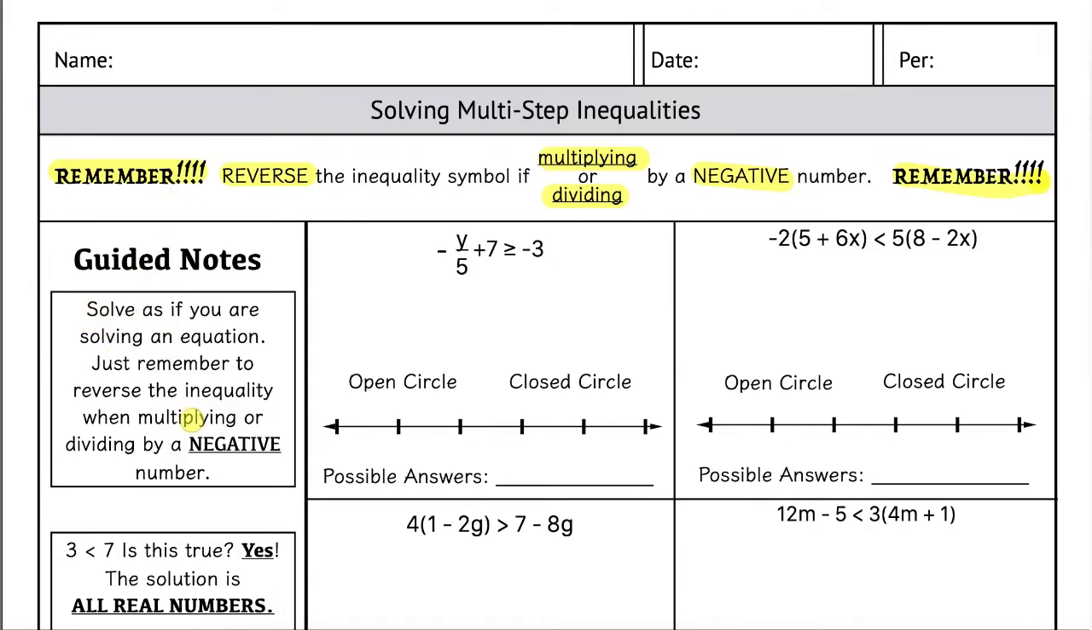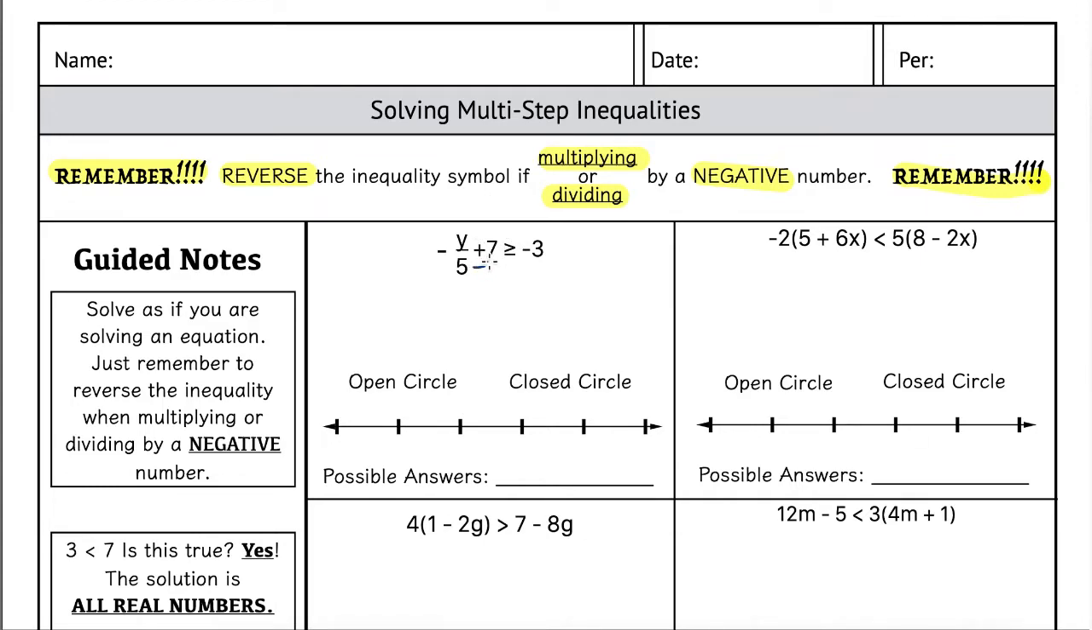So I left it right here as a reminder. Solve as if you're solving an equation. Just remember to reverse the inequality when multiplying or dividing by a negative number. So let's go ahead and dive into these questions. I'm going to solve this like an equation. I'm going to keep in mind that if I am multiplying or dividing, I'm going to reverse my inequality.